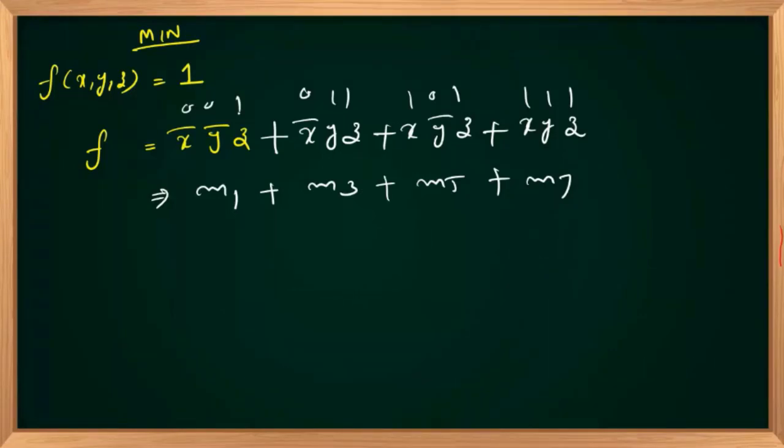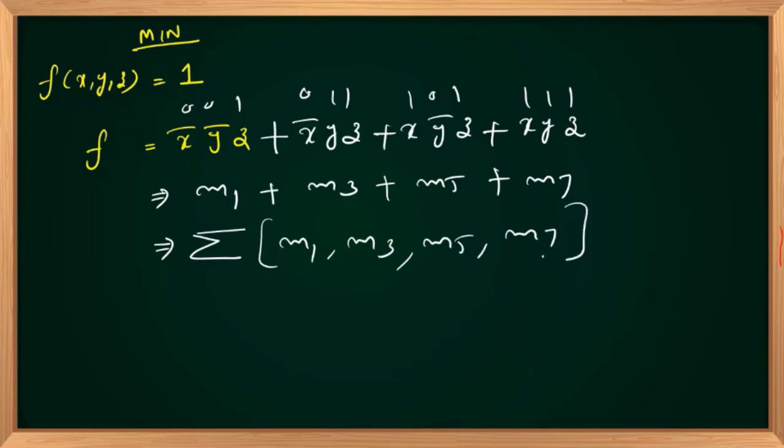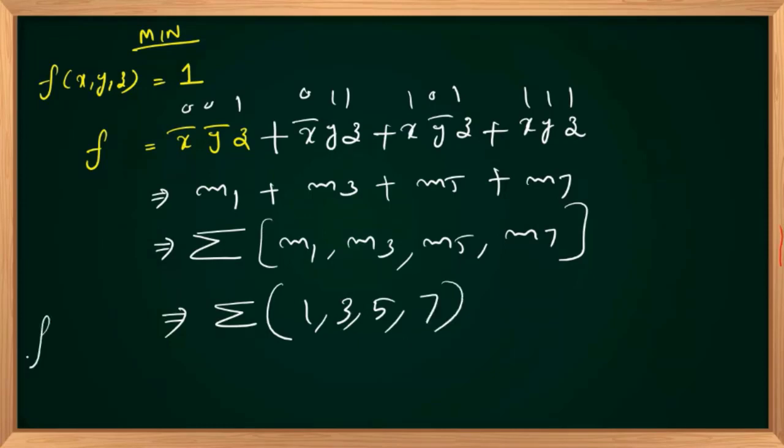So m1, m3, m5, m7. Then it's a continuous sum. So I'm going to use a simple sigma of m1, m3, m5, m7, right? I'm not ready to write m again and again, so I will go for only the indexes: sigma 1, 3, 5, 7. So the function f of x, y, z is represented as sigma 1, 3, 5, 7 using min terms.